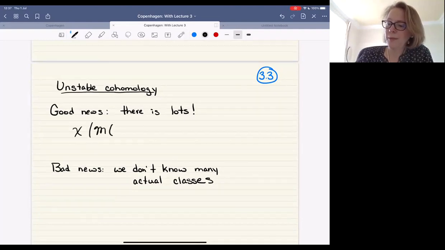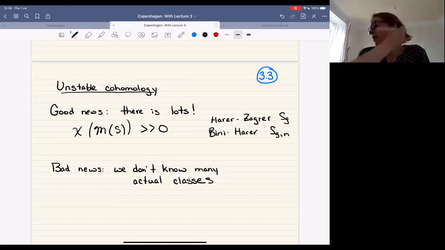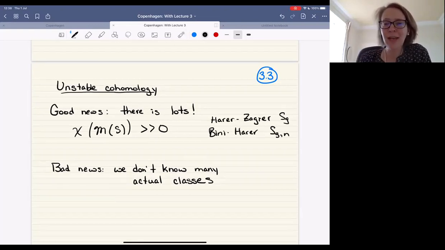So the Euler characteristic of moduli space is huge. This is a calculation that's due to Harer and Zagier in the closed surface case, and building on that work, Bini and Harer worked this out for the case of a surface with marked points. So that's good. We know that, if we persevere, we'll eventually be bound to find something, hopefully.